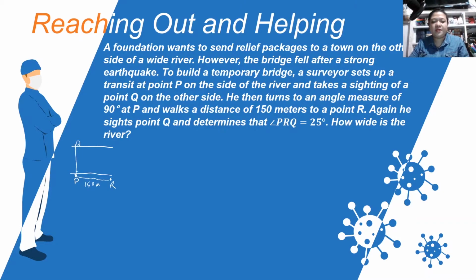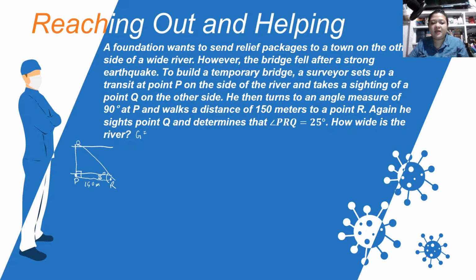So, kung si point P ay 90 degrees, mayroon tayong right triangle QPR. Okay. Nung kanya raw sinilip ulit, na-determine niya na ang angle PRQ ay 25 degrees. Ngayon, gaano raw kalapad ang river? Isulat muna natin lahat ng ating mga given.